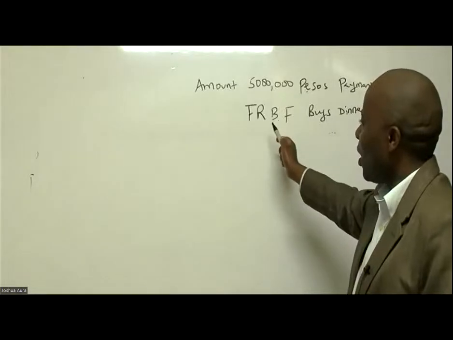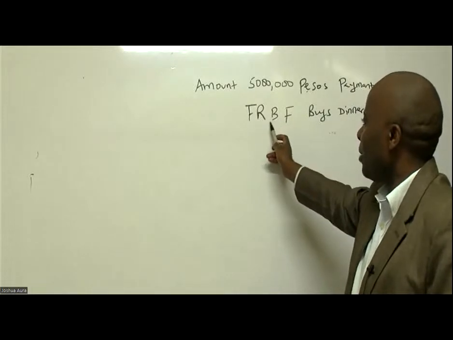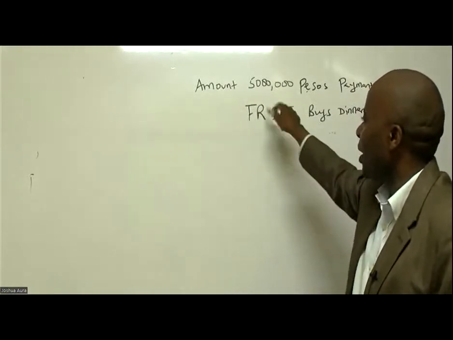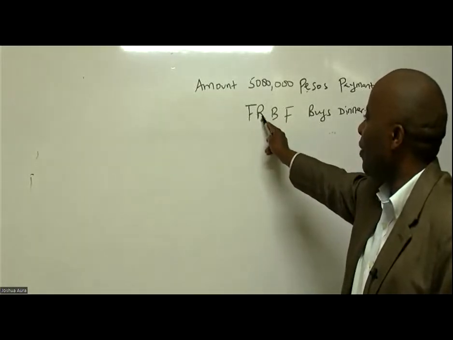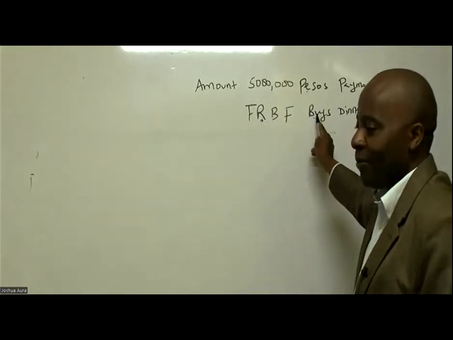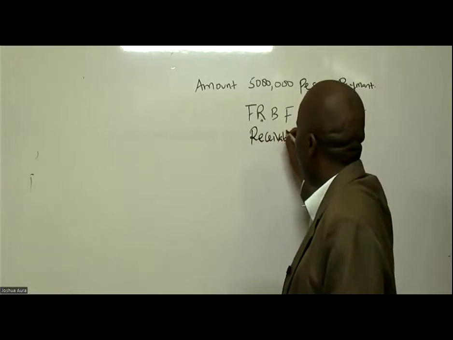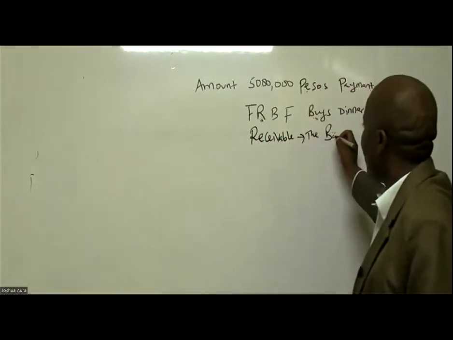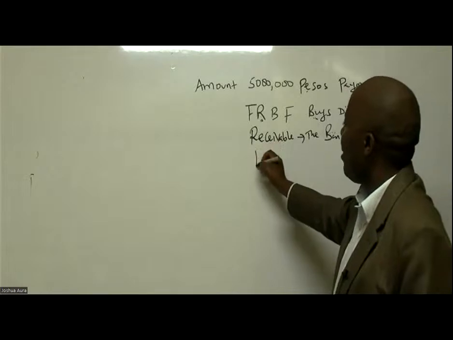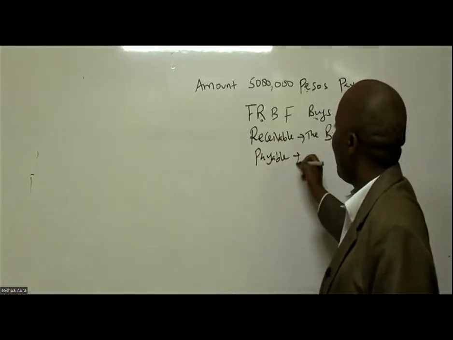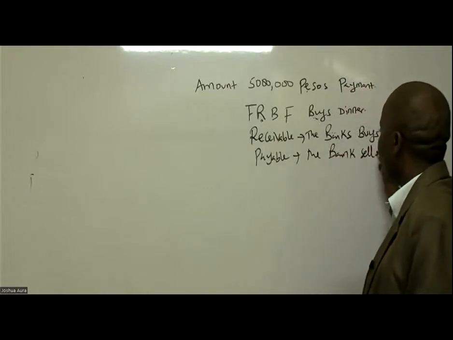These are very important rules. Foreign receipt, borrow foreign. These are rules of money markets, but there is something I'm interested in here. When the company is receiving foreign money, the bank always buys. So whenever it is a receivable, the bank buys. And whenever it's a payment or a payable, the bank does the opposite. The bank sells.